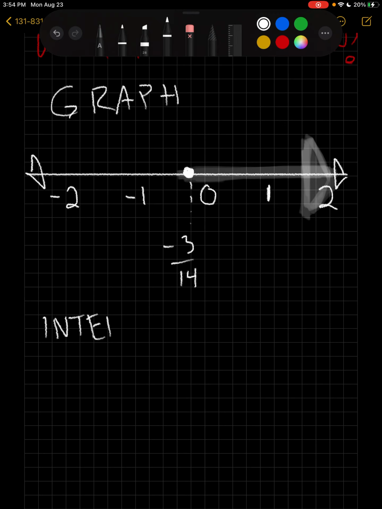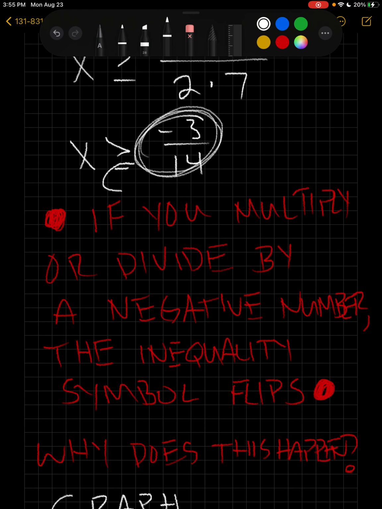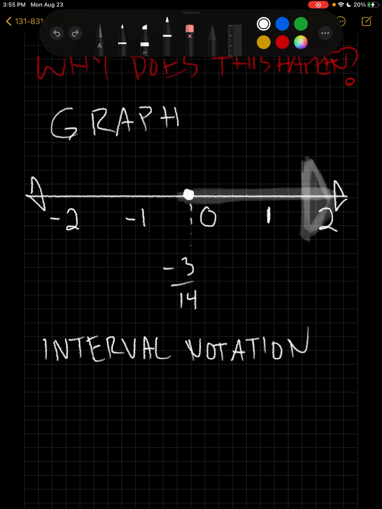In interval notation, I know that I'm going to include negative 3 over 14. And I know that because of this little line underneath the sign. So that means that this is greater than or equal to negative 3 over 14. So I'm looking for all the numbers, not just that are larger, but that are exactly the same. So negative 3 over 14 is exactly the same size as negative 3 over 14.